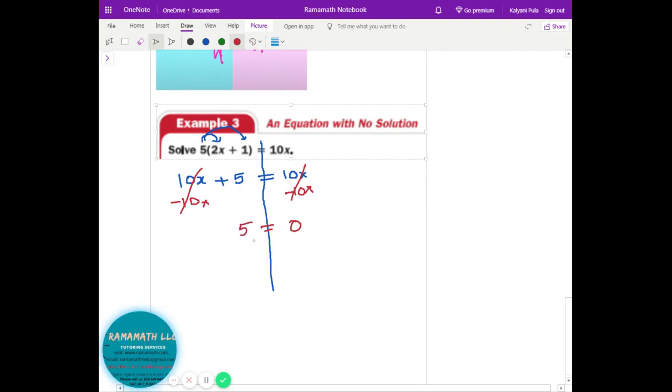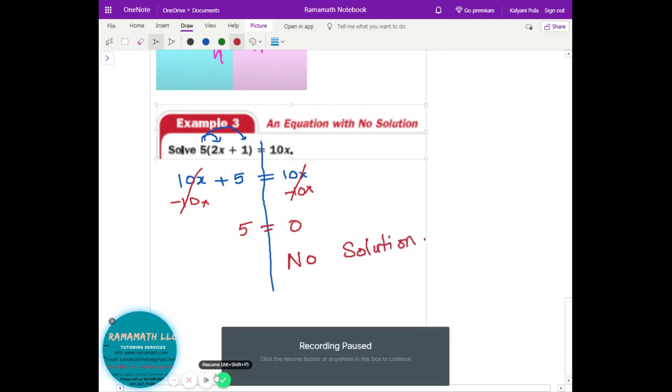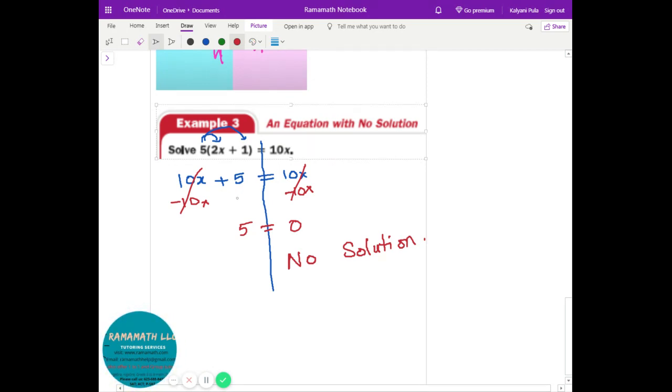5 equals 0. Do you think 5 and 0 are the same? Are they equal? No, right? So they're not equal. Whenever you see it's not equal, that means no solution. That's why you need to write it. In math, you see some questions like that, equations, but it doesn't matter what number you take, you never get these two sides equal. So we write it as no solution. Make sense?